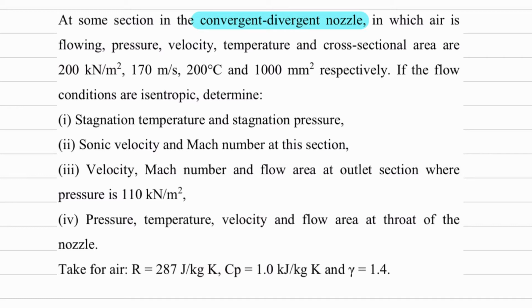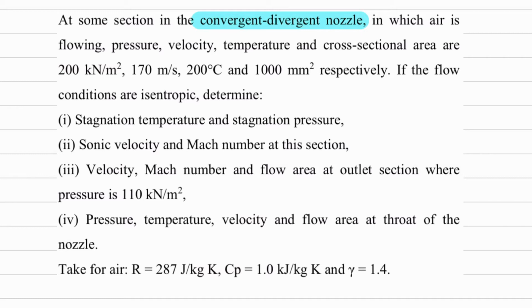Now understand the numerical and we'll make use of gas table as well to solve this numerical. So understand the data properly, what is given in the question. At some section in the convergent divergent nozzle. Now in this question it has been specifically mentioned over here that this is convergent divergent nozzle. It is not a duct, it is a nozzle. Meaning we already know that velocity is going to increase to supersonic.